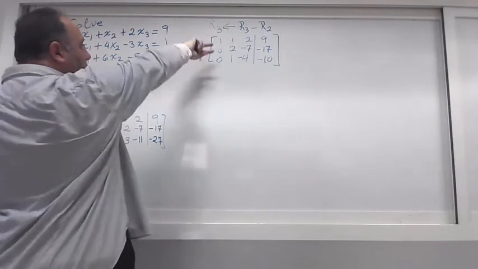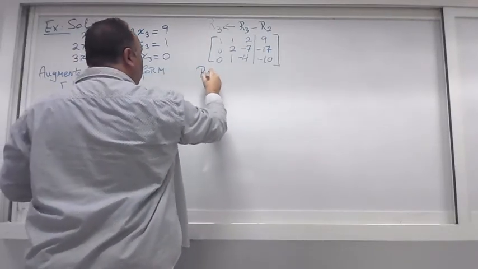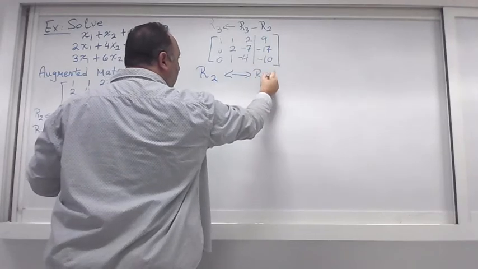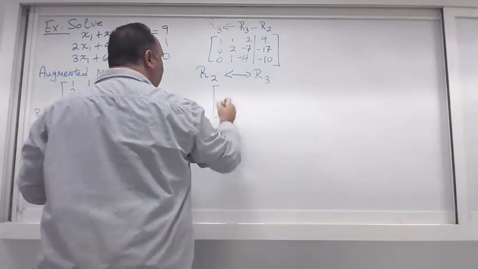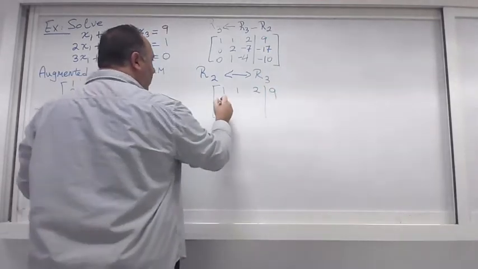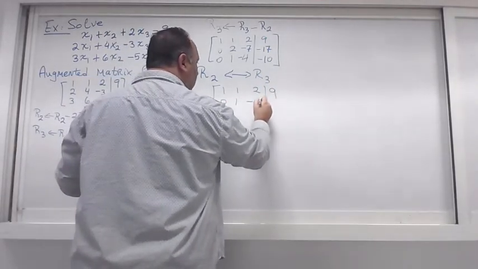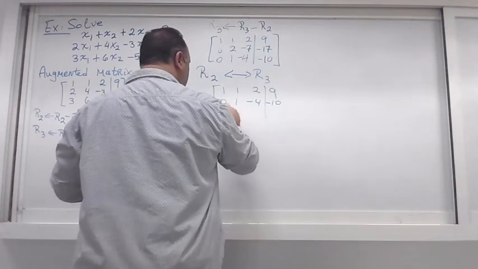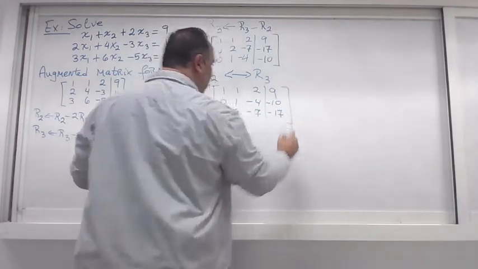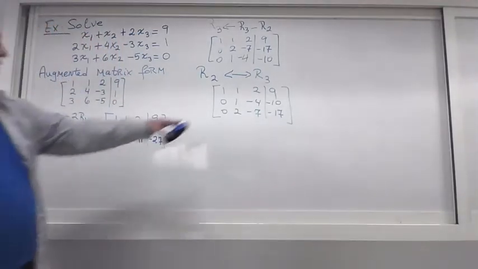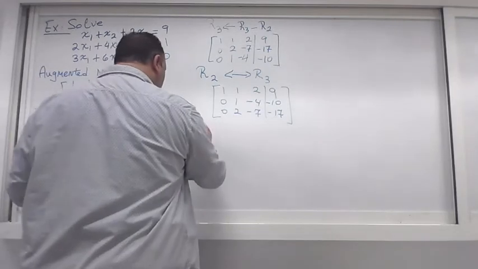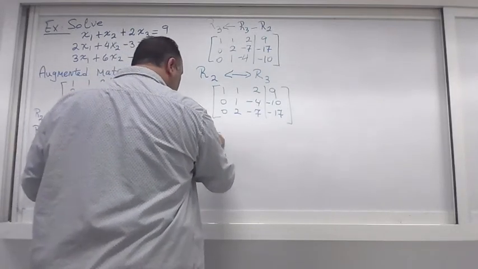So now I can swap them. So swap row 2 with row 3. So what do I get? Row 1 stays the same as usual. And then I have this. Cool. So I have 1 as my leading entry. I'm all happy now. So let's go kill people in row 3.